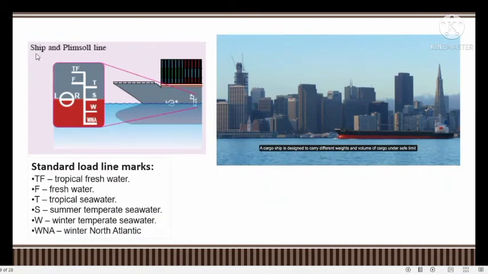Okay, next this is about ship and plimsoll line. So what is this plimsoll line? Plimsoll lines are always marked at the hull of the ship. So you can see the labels here: TF, F, T, S, W, and WNA. We call this the standard load line marks. What does this mean? TF means tropical freshwater, F freshwater, T tropical seawater, S summer temperature seawater, W winter temperature seawater, and WNA winter North Atlantic. Okay, let's watch this video to understand this concept.